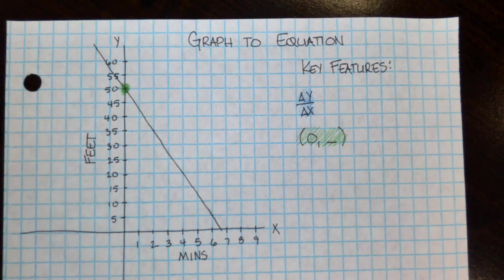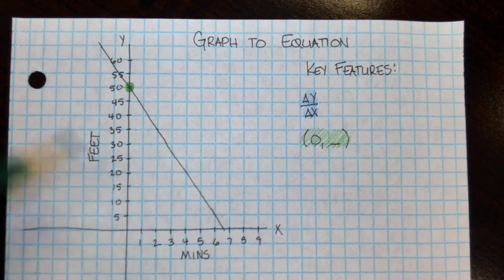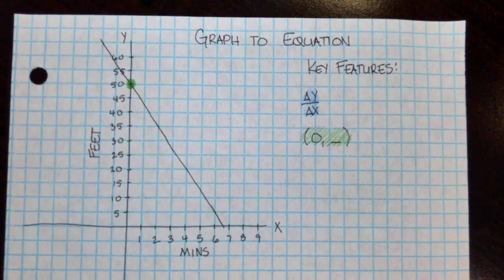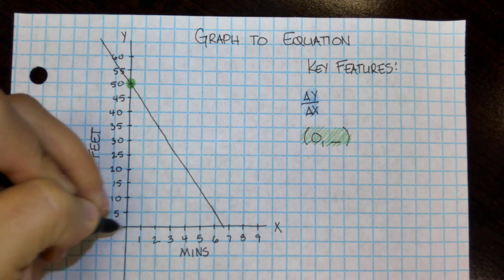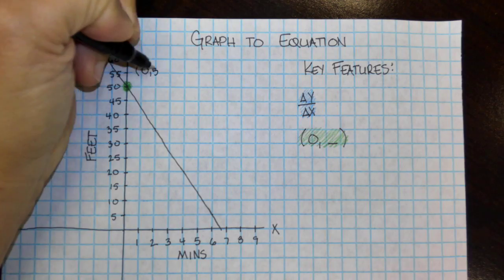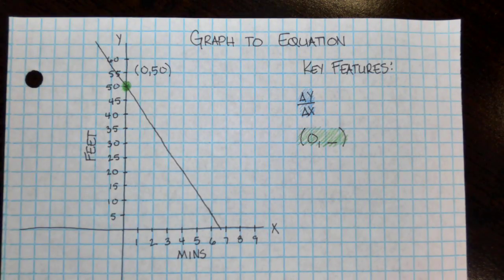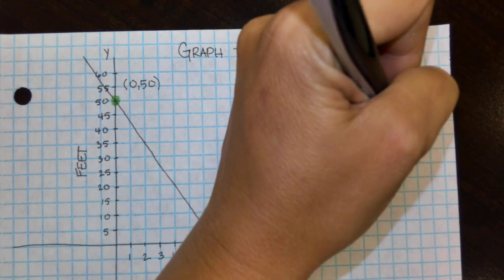And that always happens. So if your graph line starts here, you might need to extend it out, because the line itself might not be drawn all the way there. That point there is 0. I've gone over 0, and I've gone up to the 50: 0, 50. So I'm going to write that my key feature here for my y-intercept is 0, 50.